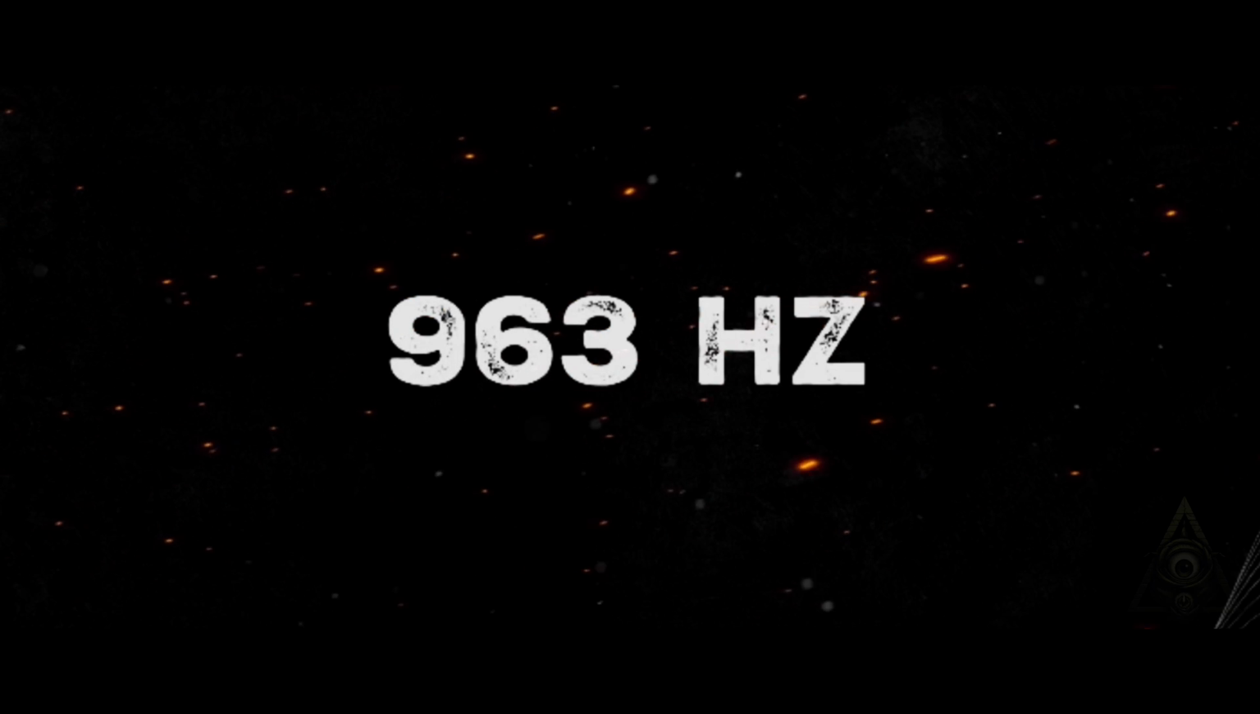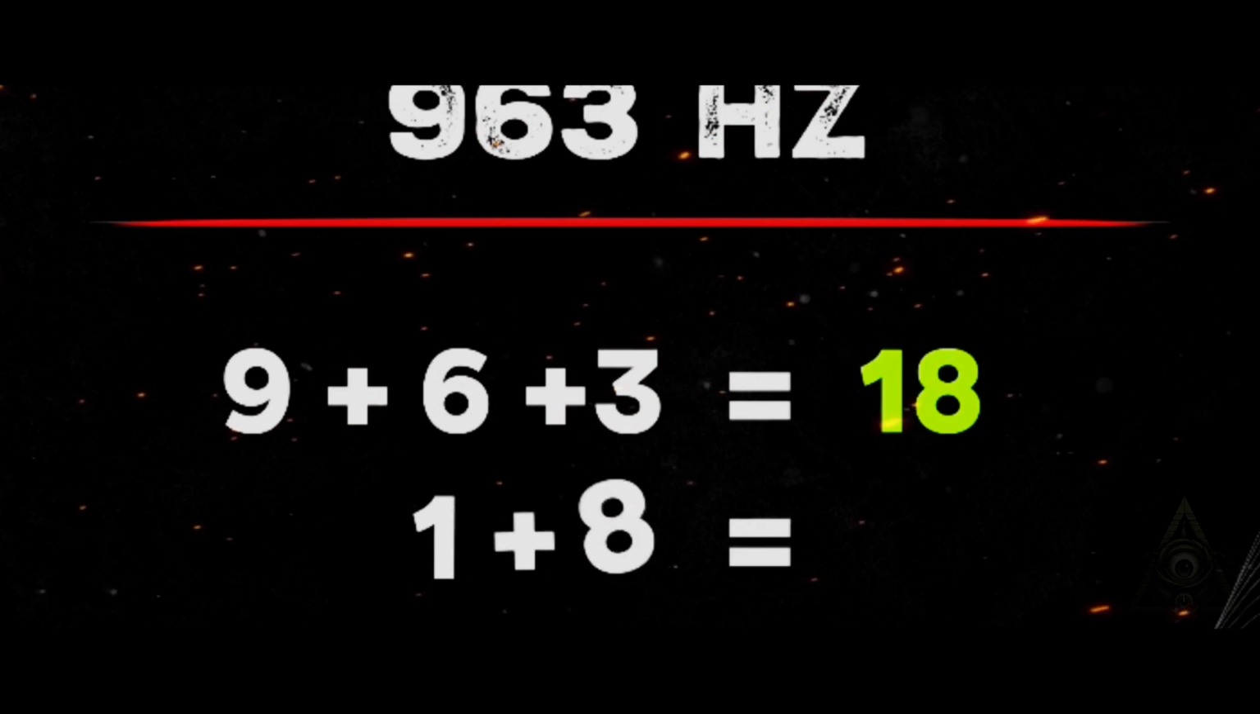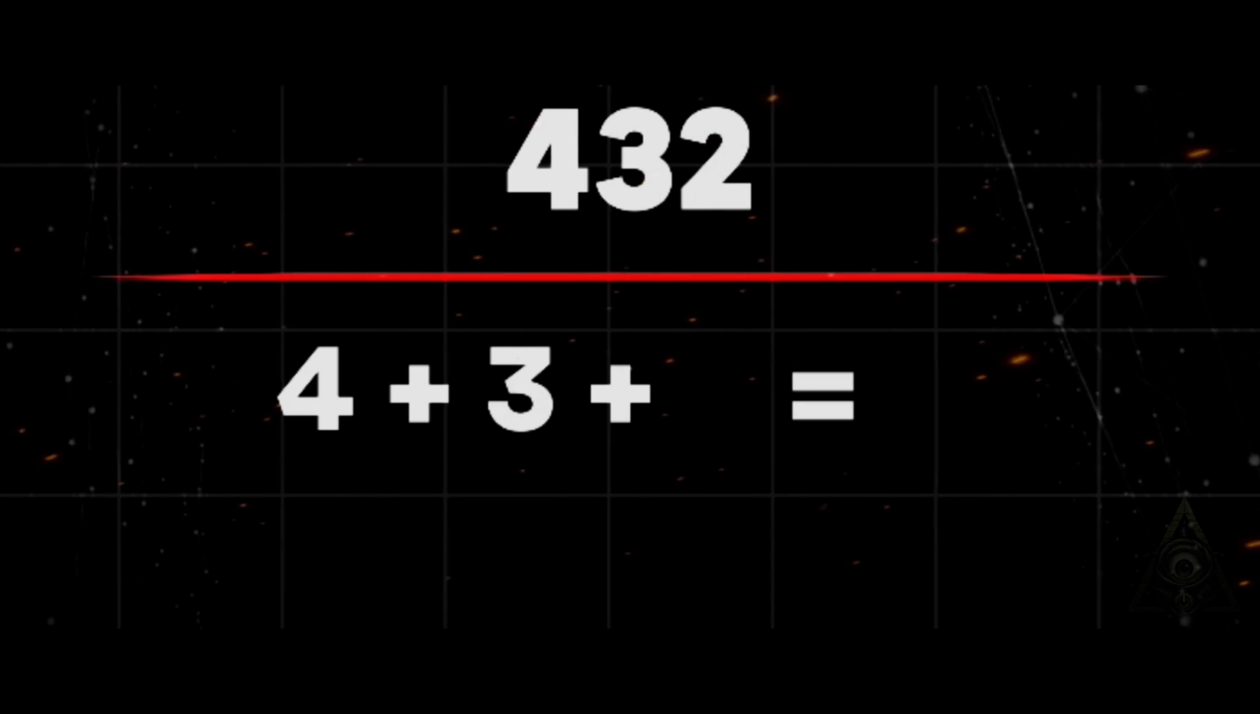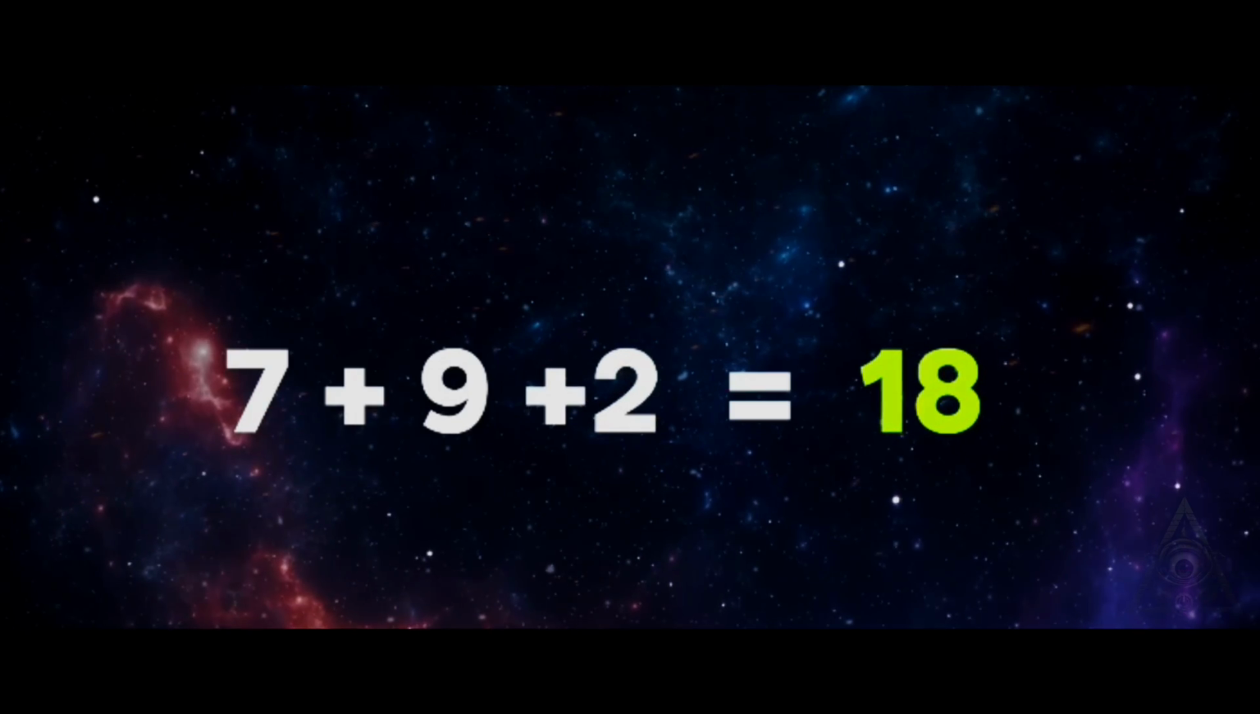What is the God frequency? 963 hertz. 9 plus 6 plus 3, that's 18. 1 plus 8 is 9. The whole set of these numbers, pretty much like, think of it, 432, 4 plus 3 plus 2, 9. 7920, 7 plus 9 plus 2, 18.